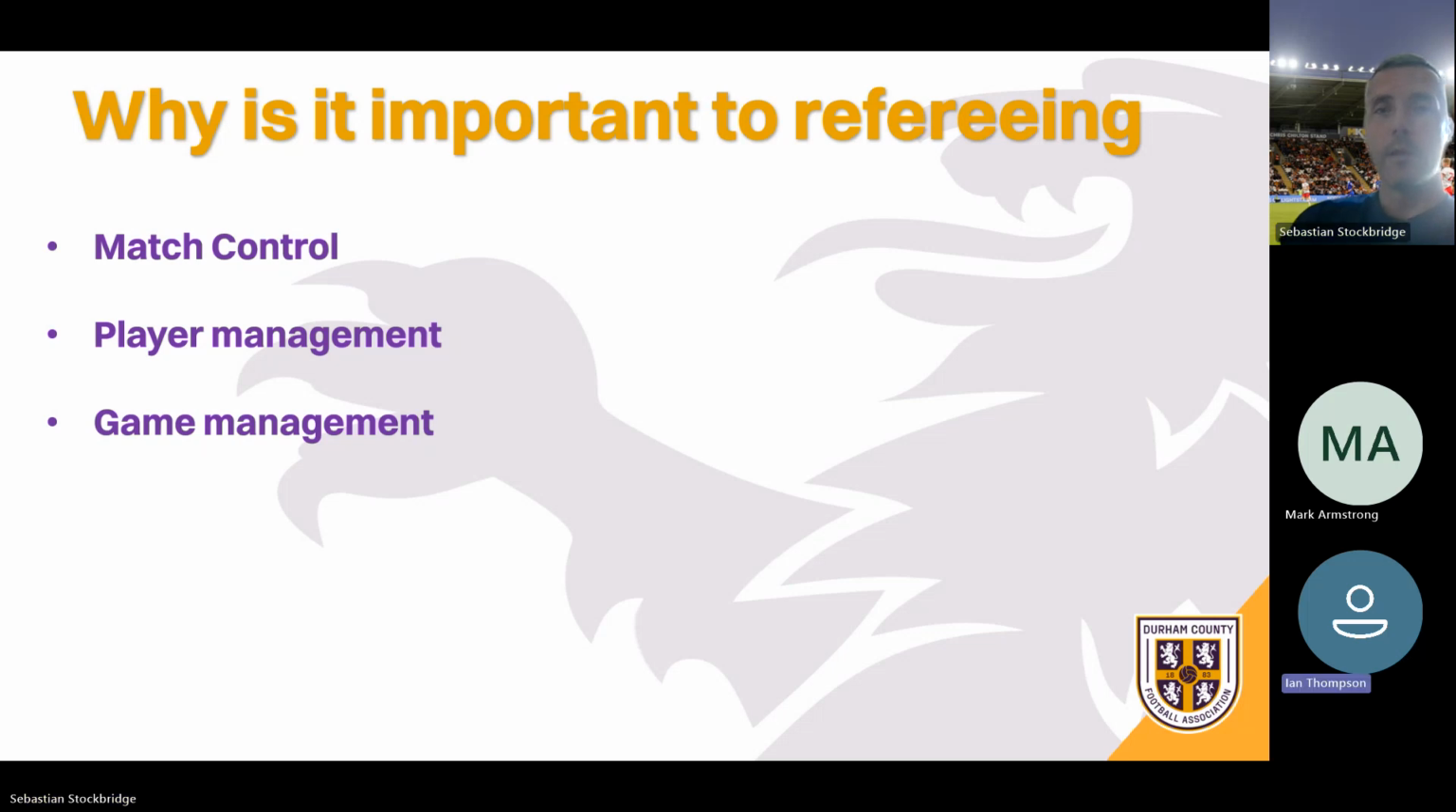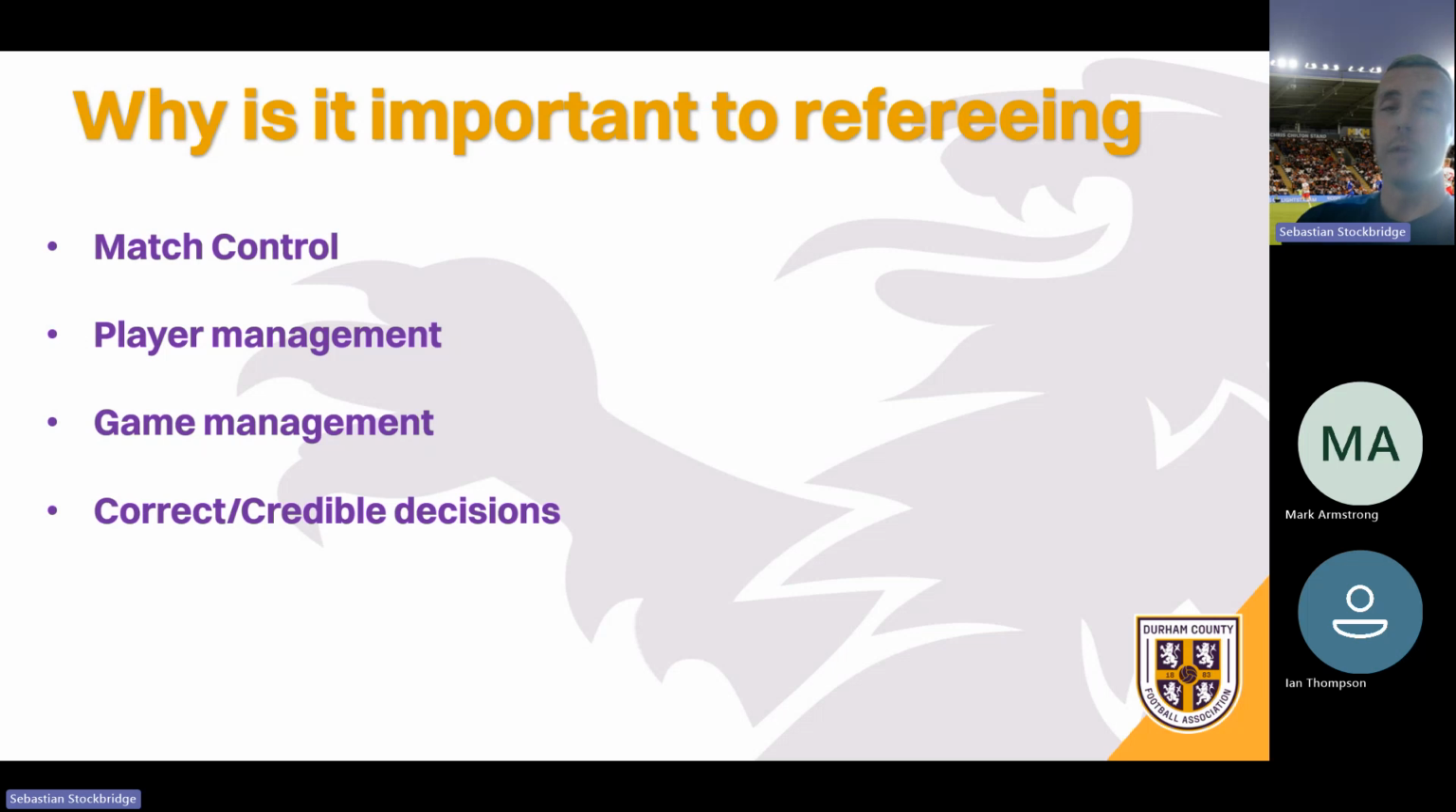Yeah. So you'll often see some probably soft free kicks that are given in the last 10 minutes of games because referees are wanting to close a game out to reduce the risk of something happening. And that's where they're looking to contextualize what they're doing. Correct, but we're also looking for credible decisions. Because sometimes the correct decision isn't always the right decision.